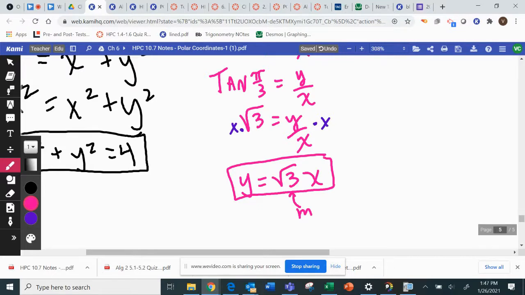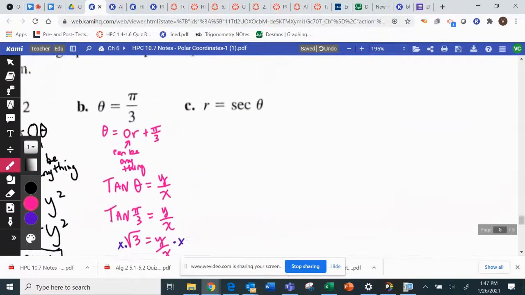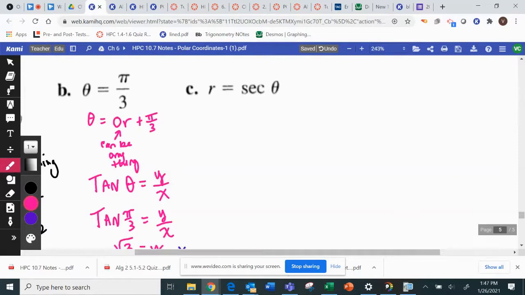Okay, and the last one is not as easy to visualize. Like those two were kind of easier to visualize. So r equals secant theta. That's going to depend on what the thetas are. We have to do the secant at each theta that you would plug in.